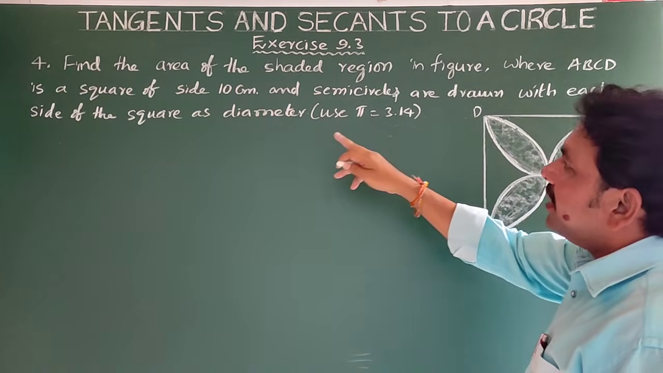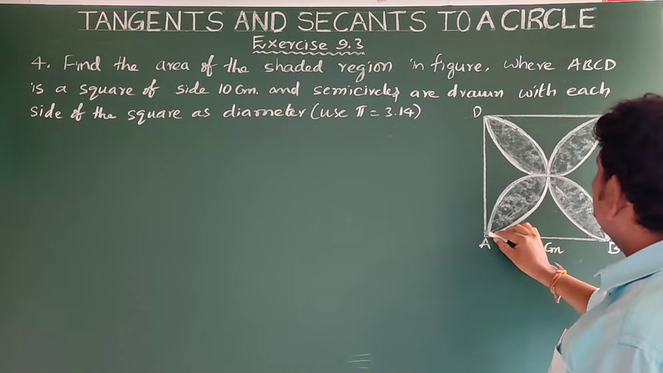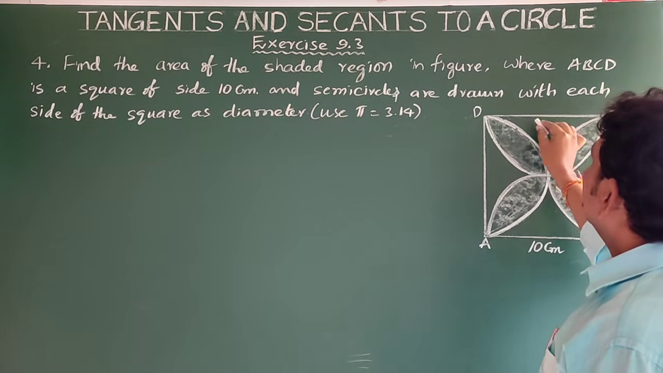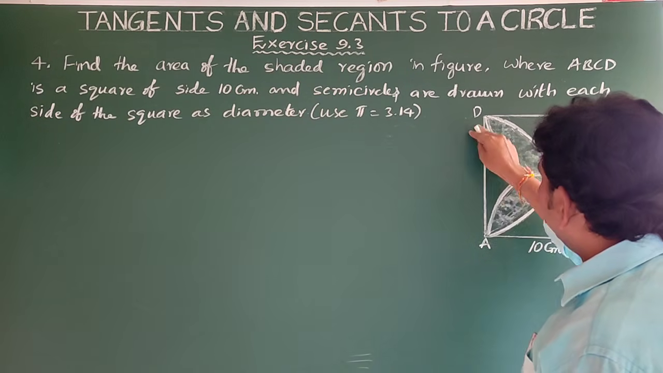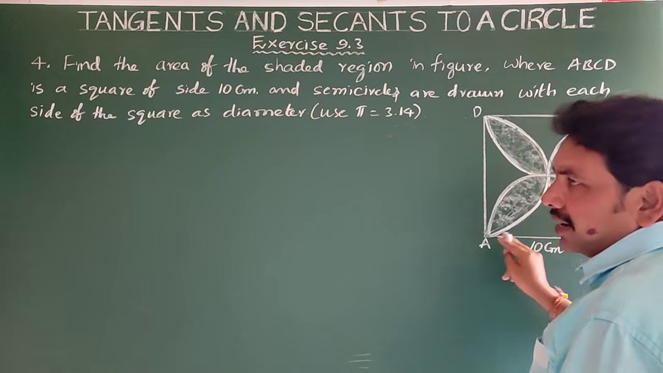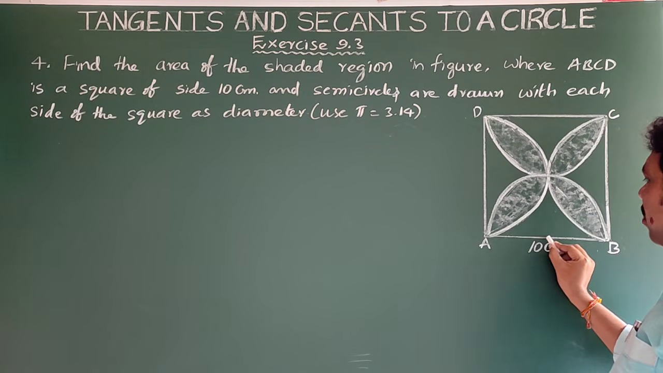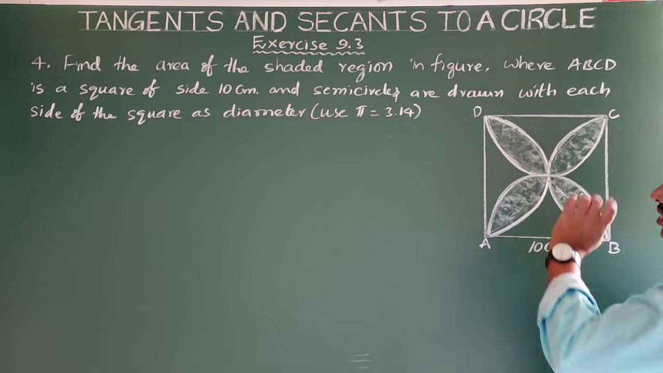Semicircles drawn with each side of a square as diameter. See, these are the semicircles. These are all the 4 semicircles which are drawn with each side of the square as diameter. This will be taken as diameter, right? Here this is the diameter, which means radius is equal to half of the diameter. That will be 5 centimeters now.